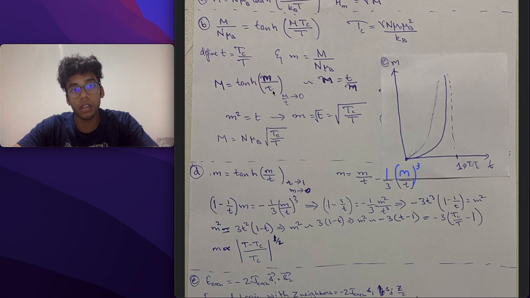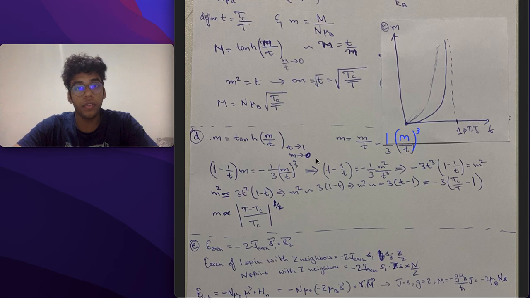So you calculate your magnetization and you do your Taylor expansion. As m by t tends to 0, which means your m is very small here, you have m equal to t by m, and therefore m square is equal to t, therefore m is equal to root t, which is basically root of Tc by T, the ratio of the Curie temperature to the current temperature. So your magnetization is inverse-square-root dependent on the temperature. You have a graph here.